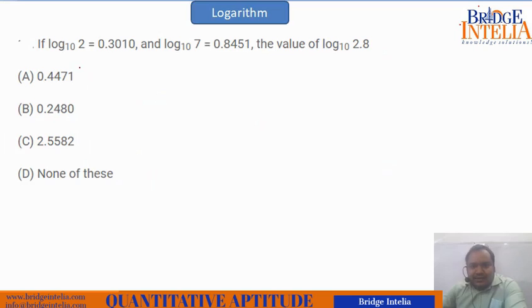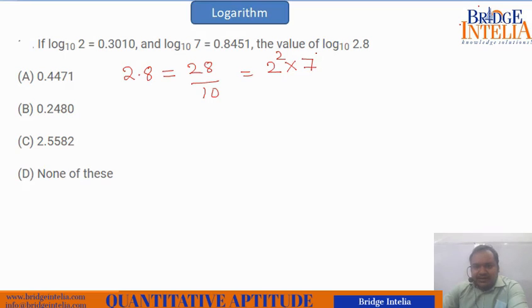Again, a similar situation. Log 2 to the base 10 is given, log 7 to the base 10 is given, but we are expected to find log 2.8. So first understand how we can express 2.8. So 2.8 can be written as 28 by 10, which can be written as 2 square, that means 4 into 7 by 10.